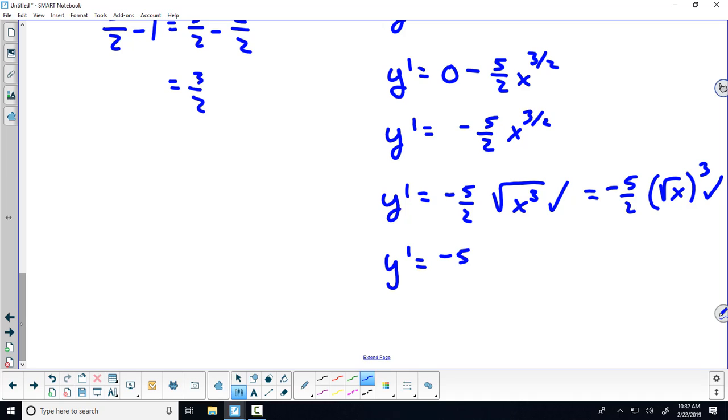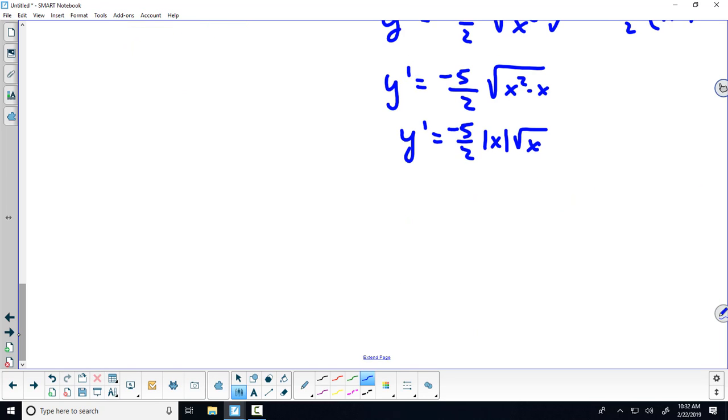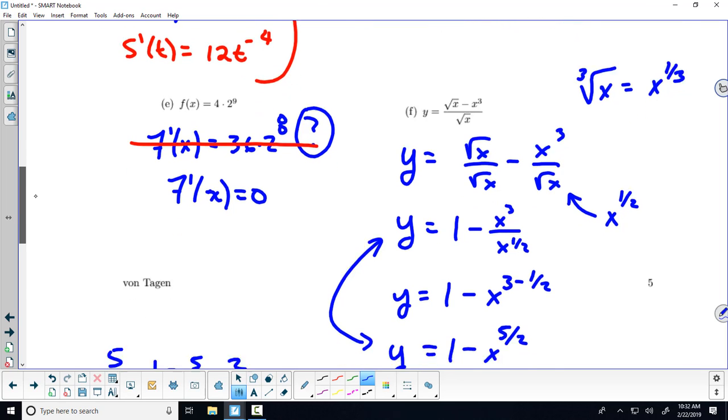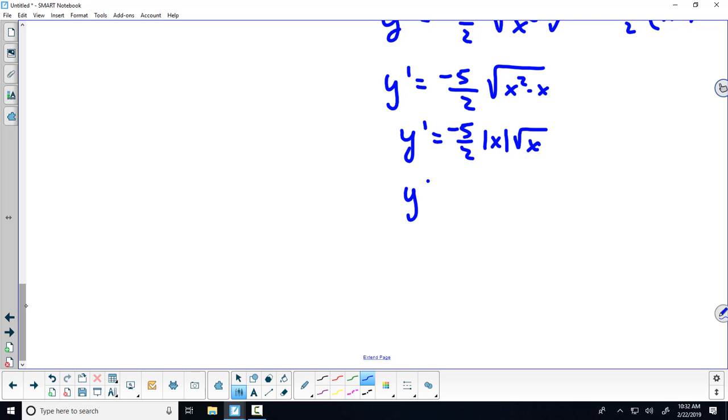y prime equals minus 5 halves. And then say, well, I've got an x squared times an x in here, right? So this gives me y prime equals minus 5 halves. Then this comes out, technically, as an absolute value. But notice that in the original problem, this function has a domain of only positive values, so I don't need the absolute value on that. So we get y prime equals minus 5 halves x times the square root of x. And MyMathLab will often want you to write it this way.